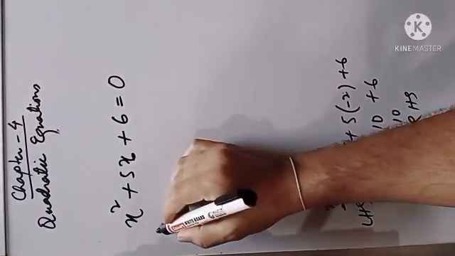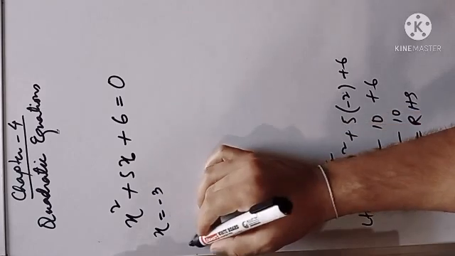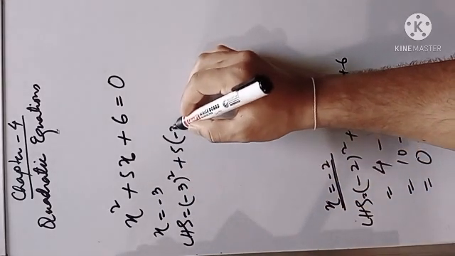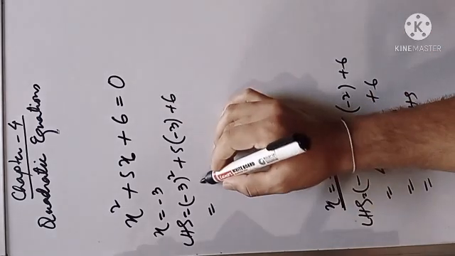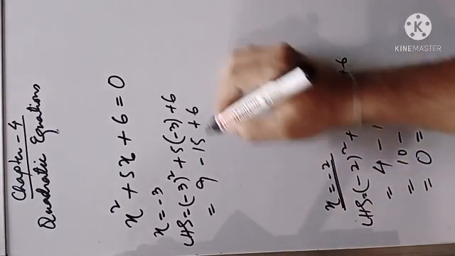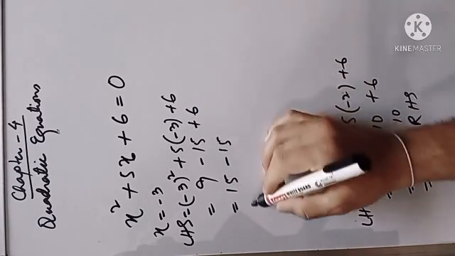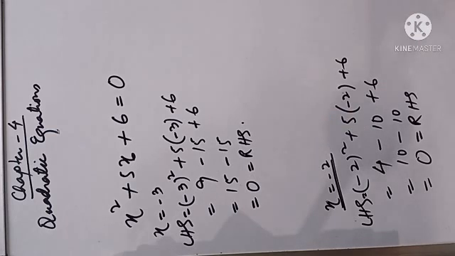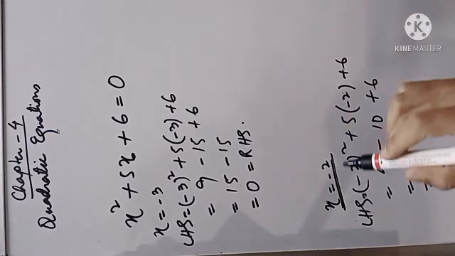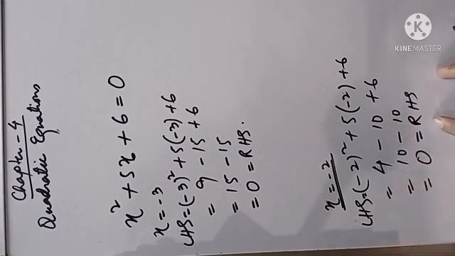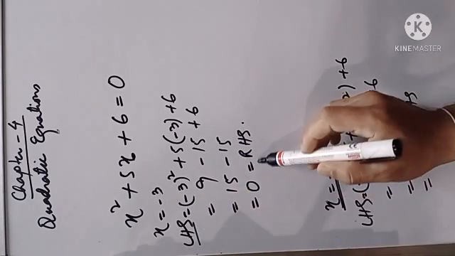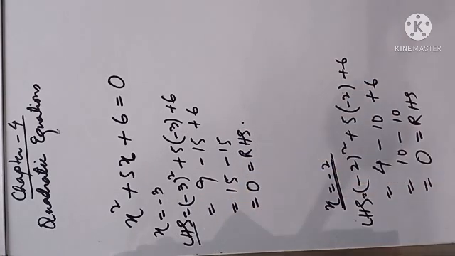Now let me take minus 3. When x is minus 3, left hand side will be minus 3 whole square plus 5 into minus 3 plus 6. So now it's 9 minus 15 plus 6. So now 15 minus 15, we get here 0, then right hand side. So what happened here? When I take the value of x as minus 2, left hand side and right hand side are equal. When I take x equal to minus 3, left hand side and right hand side are equal. That means these minus 2 and minus 3 are the solutions of this equation.